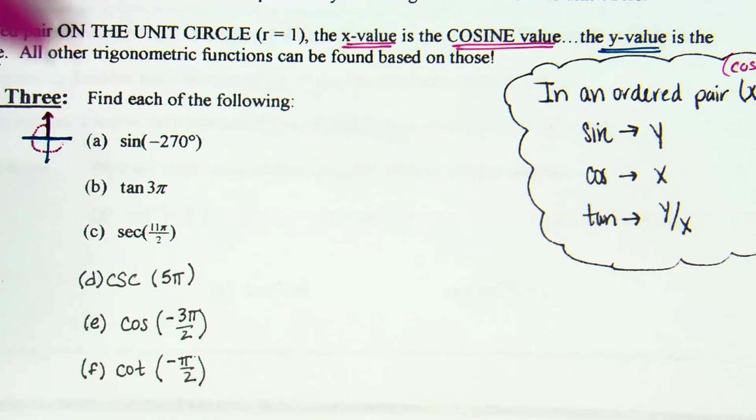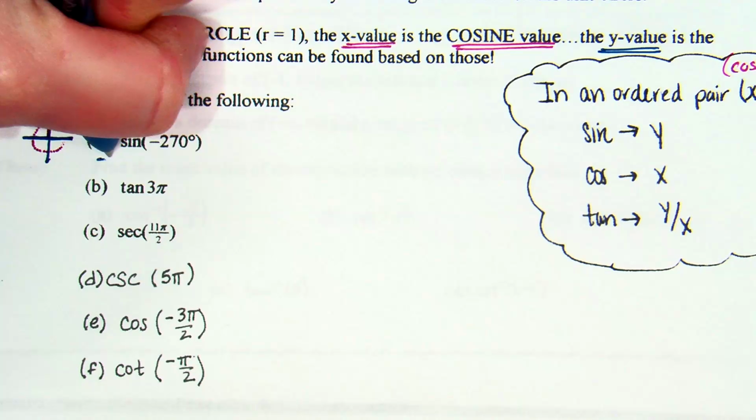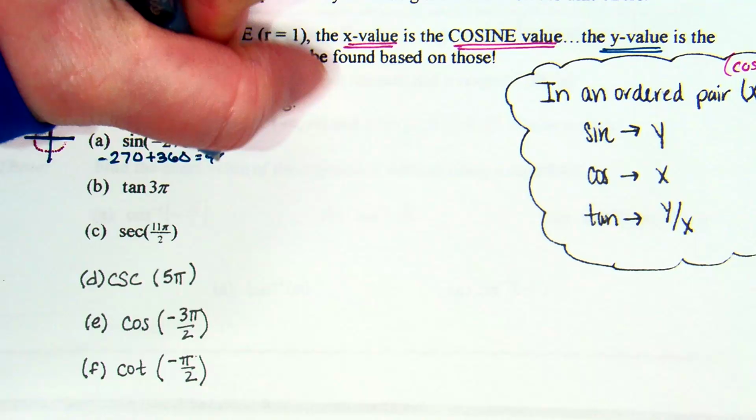You can also think, where would positive 270 be? Down below, yes? So the negative is opposite. If you don't like moving in that negative direction, what could I add to negative 270 to show myself? Yeah, we could add 360. Remember that negative 270 plus 360 is 90. So really, we are doing the sine of 90 degrees.